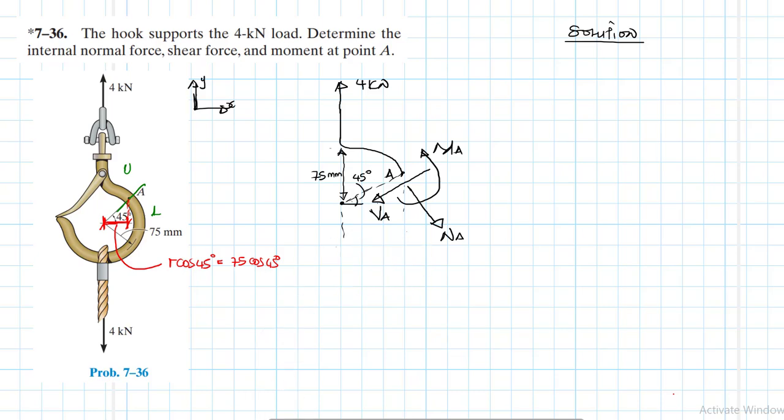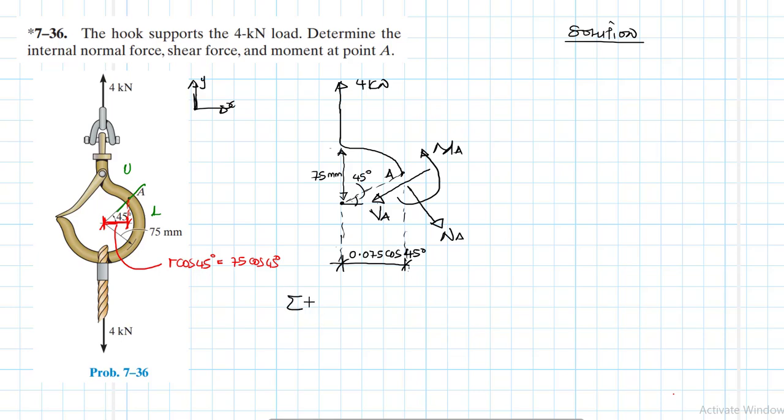So this one here is the one I'm talking about. It's 75 millimeters, so we need to convert 75 to meters. If we did so, this becomes 0.075 cos 45 degrees. So let's take moments now before I mess up my free body diagram, and after that I'll divide this into components.